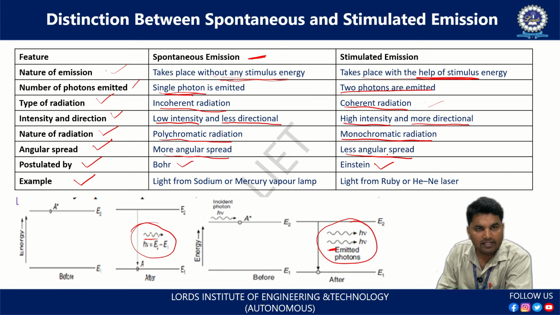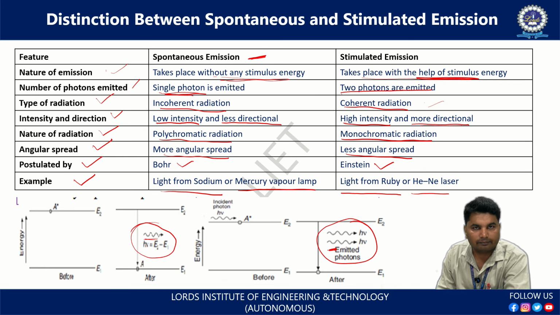And the examples are as follows. The example for spontaneous emission is light from a sodium light or a mercury vapor lamp. These are examples of spontaneous emission. When it comes to stimulated emission, we will have light from a ruby or helium neon laser. So these are the examples of spontaneous and stimulated emission respectively.